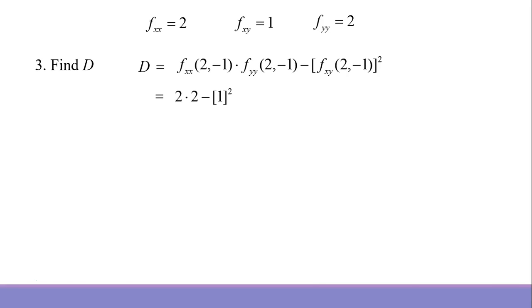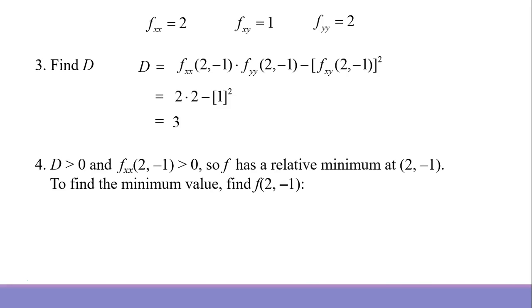We simply have to take the values of the second partial derivatives. So f sub xx is 2, f sub yy is also 2, and f sub xy is 1. So we need 2 times 2 minus 1 squared, which is 3. Now since d is positive, we have to look at the value of f sub xx to determine whether that's a relative maximum or a relative minimum. Since f sub xx is 2, which is positive, that means that the point represents a relative minimum.